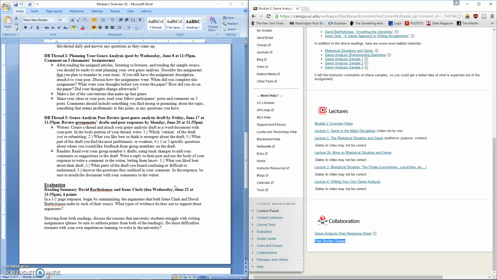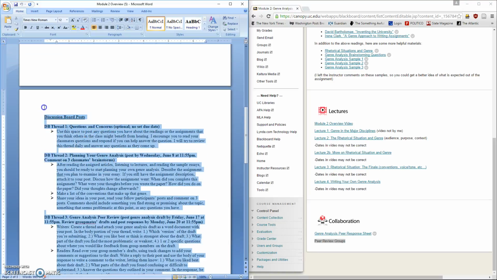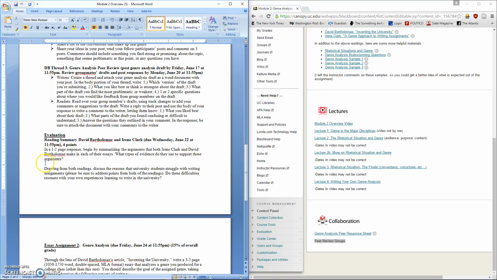And then finally, the reading summary, just one reading summary this time. You're synthesizing both reading summaries into one, where you're talking, or rather not summary, but responses, I guess. You're responding to both Bartholomew and the Clark in the same document, so don't give me two. I mean, I guess if you want, you can give me two, and I can grade it in the same way. But as you can see, you're supposed to draw on both readings here, so it's probably much better just to give me the one. And that's due Wednesday, June 22nd. The discussion board stuff obviously needs to be posted to the discussion board, whereas the reading response, slash reading summary, and then the final genre analysis essay can just be emailed to me.